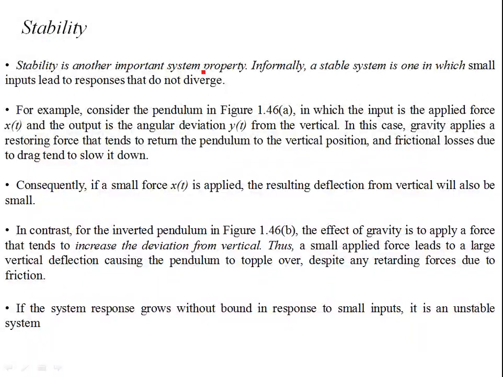Property associated with the system's stability. Now, what does stability imply? Informally, you can say a system is stable if a small input leads to a response that does not diverge. So, for a small excitation or a small disturbance, you don't have an output from the system that is divergent. You don't have an unbounded response that is growing without bounds.